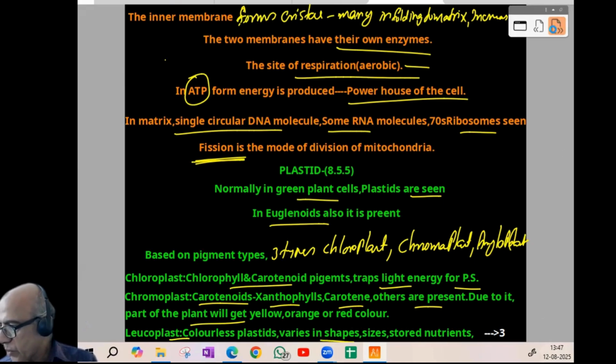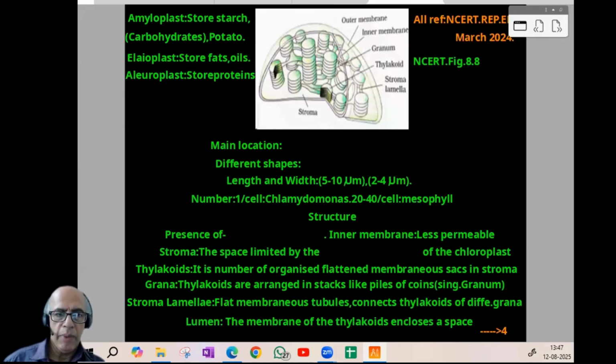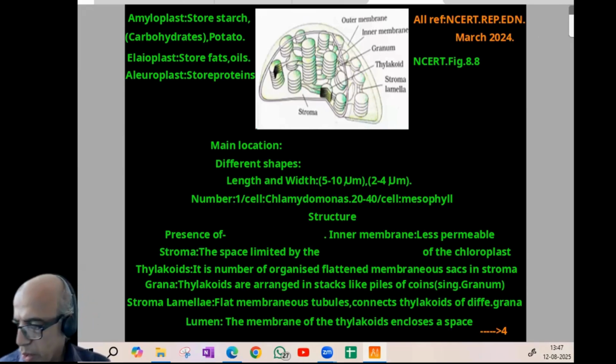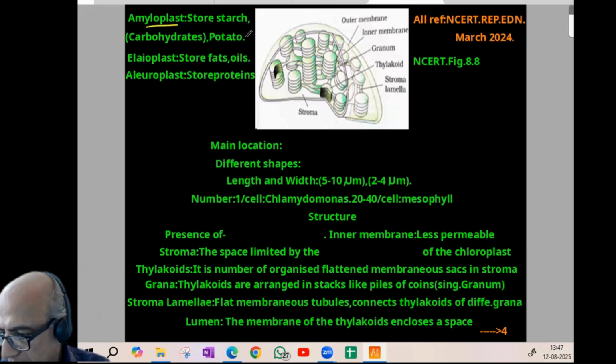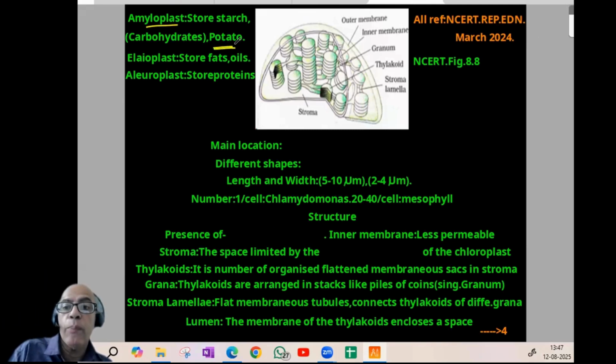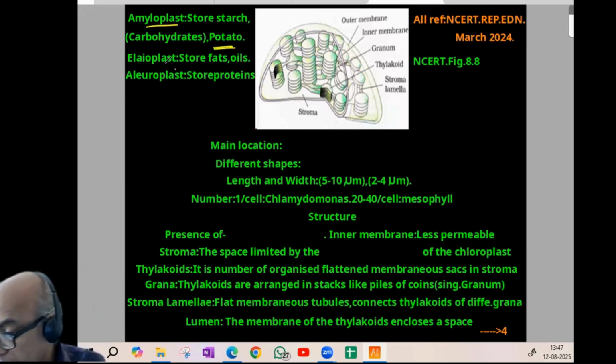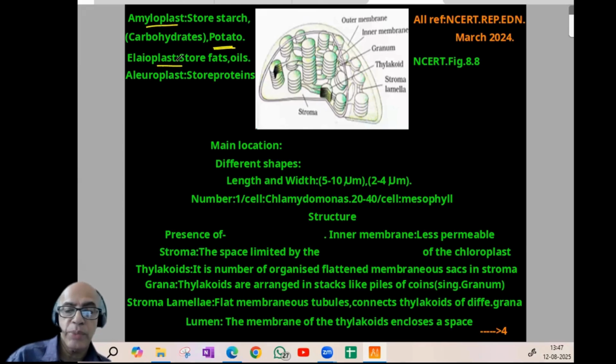Now we can proceed to the next page. When we come to that part, again, it has amyloplast, which stores starch, carbohydrate, as in potato, etc. Then elaioplast. Elaioplast means stored fats and oil. And third is aleuroplast. Aleuroplast means proteins, so stored proteins. Important. This is a typical NCERT diagram. Important for labeling, theory questions, and entrance questions.